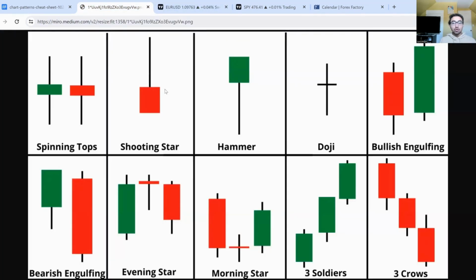Hammer. So again, guys, you'll notice that these are just the exact opposites of each other. Shooting star is a bearish candlestick pattern. Hammer is a bullish candlestick pattern. They literally are the inverses of each other. They mean the exact same thing, just inverted.